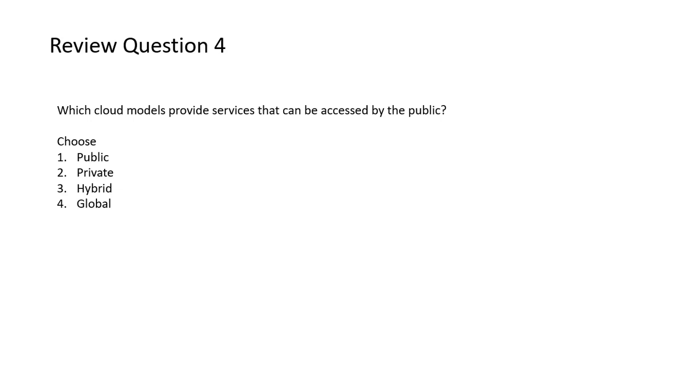Hybrid cloud has a public and private element, hence the public part is accessible by the public. Private cloud model is run and owned by an organization for use exclusively for that organization, and access is not provided to the public. It may be made available to other third parties depending on the business requirements. Global is not a valid cloud model. With this, we move on to the next question, that is review question 5.